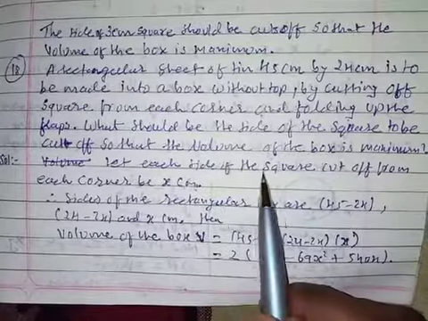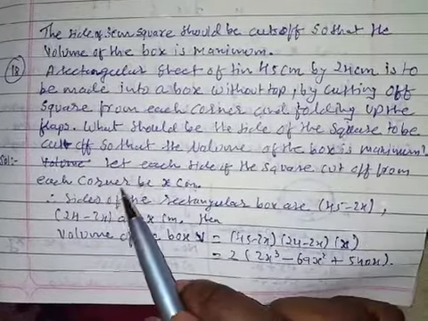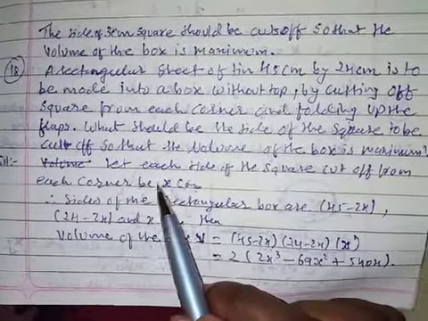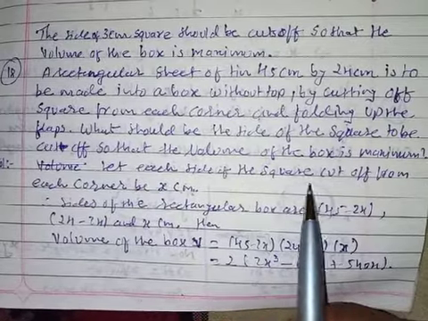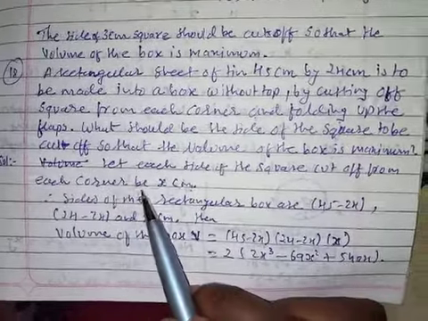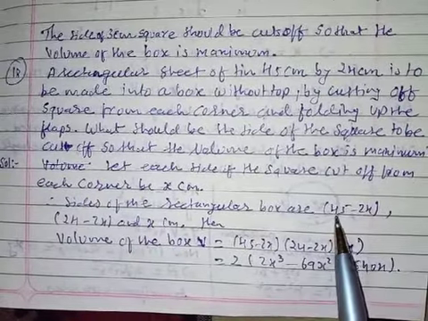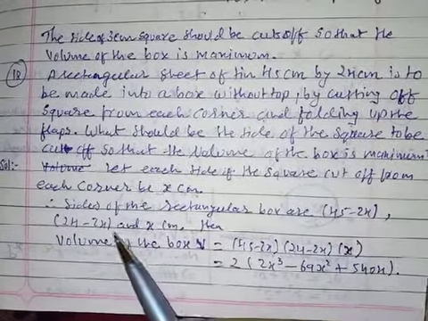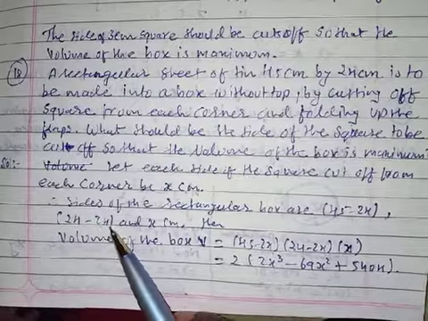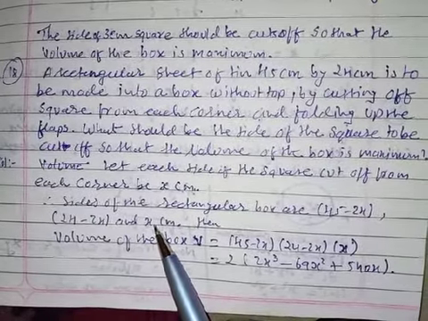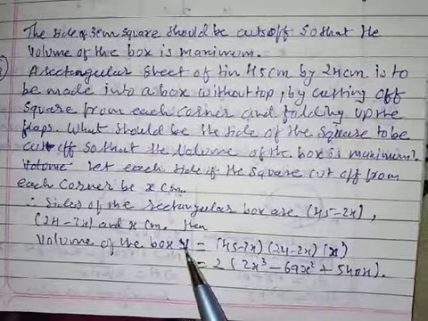So let x be the side of the square cut off from each corner. So the sides of the rectangle box are 45 minus 2x, 24 minus 2x, and x centimeter.